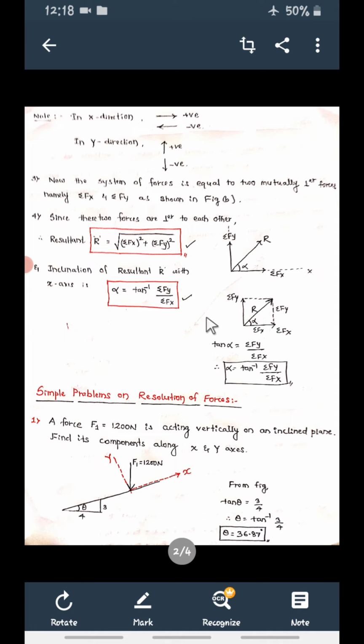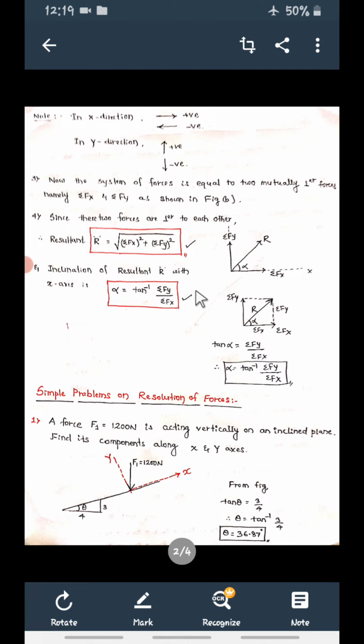So if I take tan alpha, it is equal to opposite, summation Fy, divided by adjacent, summation Fx. So alpha is equal to tan inverse of summation Fy upon summation Fx. In the problem, we have to find out the resultant R and the inclination made by this resultant with x-axis, that is alpha. R we have to find out, alpha we have to find out. That is the problem they are going to ask in the examination.